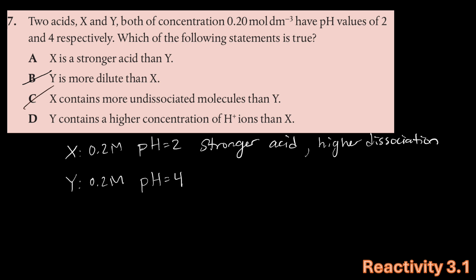And then D says Y contains a higher concentration of H+ ions than X. Again, that is incorrect because in this case, Y is the weaker acid. And a weaker acid is going to have fewer H+ ions than the stronger acid because the equilibrium is going to lie on the left side, which is away from the ions. So your answer for this question would be A. X is a stronger acid than Y, and you can get that from the pH.